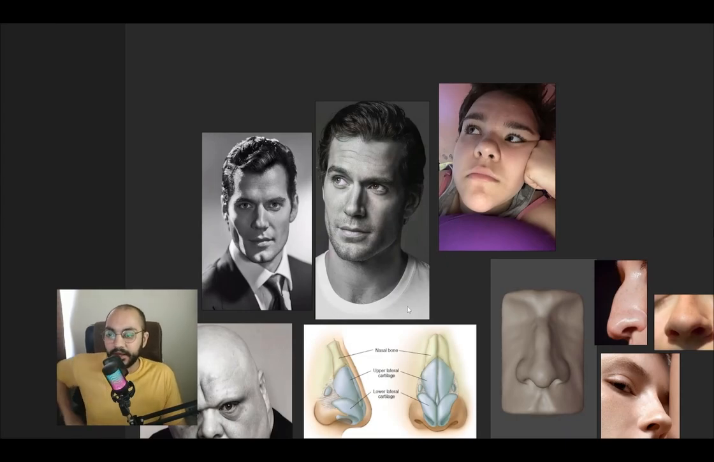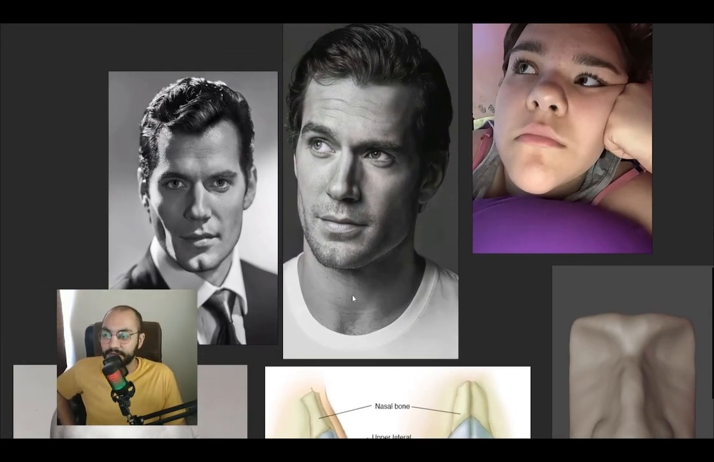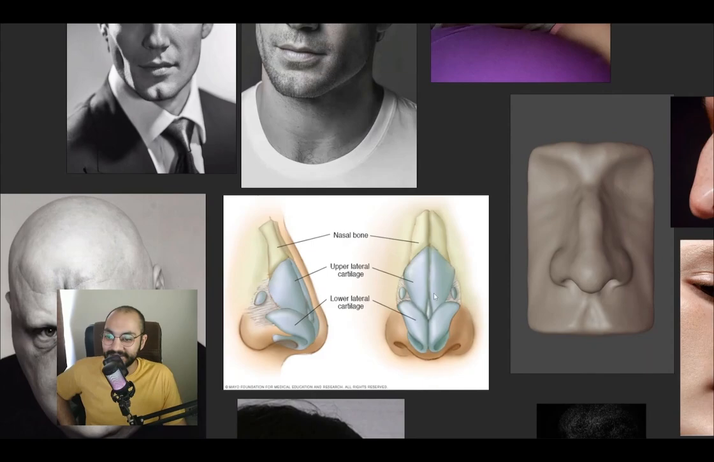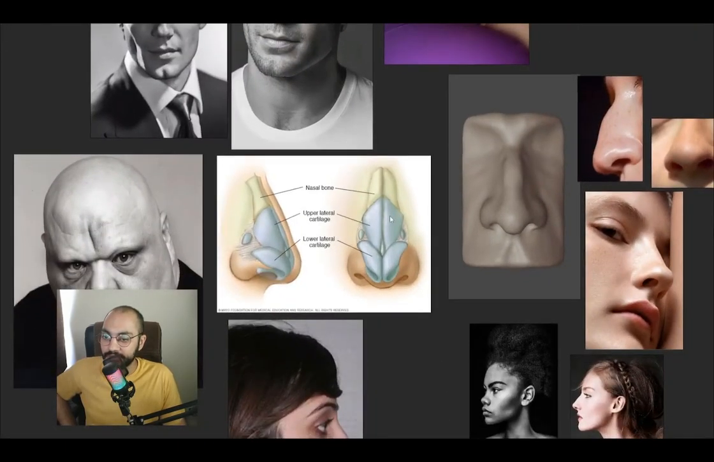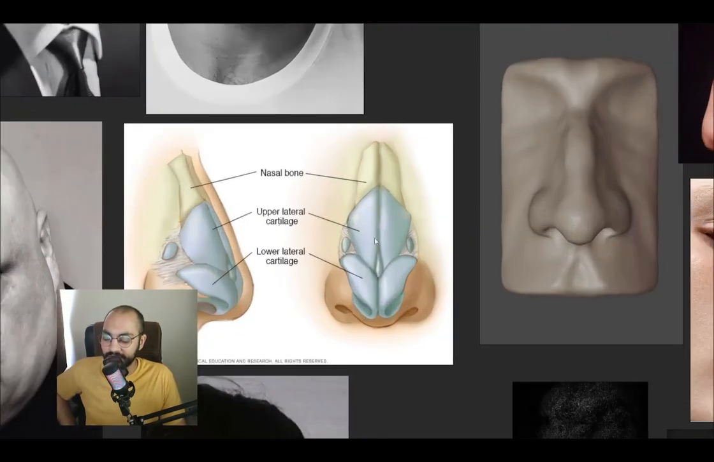Here's the thing. I always used to think, why does every sculptor use Henry Cavill as an example for the nose to sculpt? That is because he represents these cartilages super well. He has the perfect nose to study actually. So our nose basically has these cartilages.